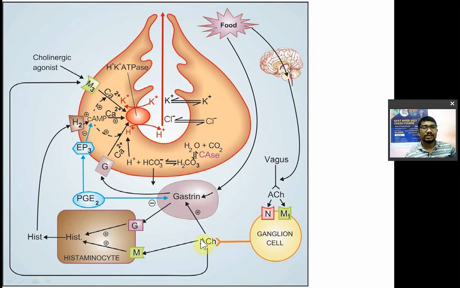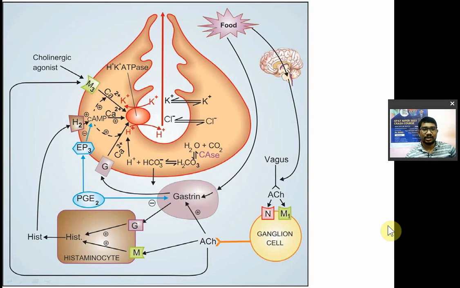Now acetylcholine increases the acid formation by three ways. First it stimulates gastrin, second it stimulates the histaminocytes, and third it acts as an agonist to the muscarinic receptor present on the proton pump, right? Gastrin will be released and will act on its receptor, known as the CCK receptor. It will stimulate the proton pump to increase the acid formation. Prostaglandin E2 has a negative role in acid formation. It will depress the proton pump and decrease the acid formation. Prostaglandin E2 also has a negative impact on gastrin secretion, right?